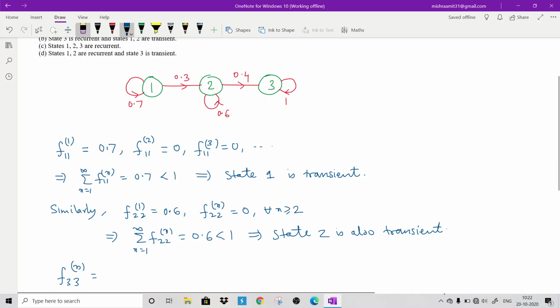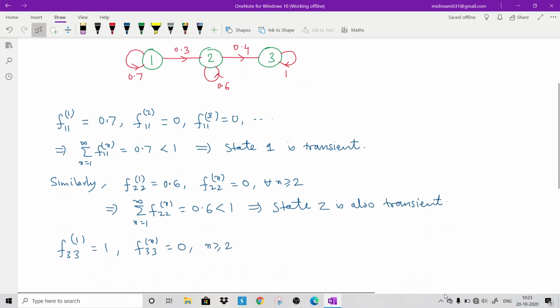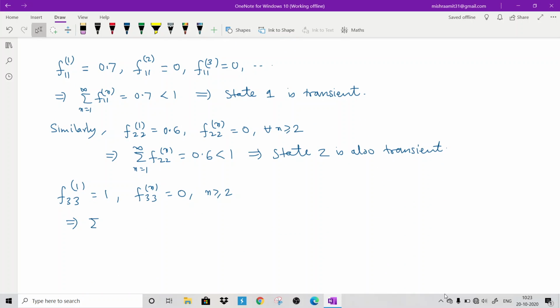So 3 to 3 in one step, this is 1. And from 3 to 3 in any other step, first time, that will be 0, because whenever you leave it, you will return back first time in one step. You cannot return back first time in more than one step. So all these probabilities will be 0. So this again implies that the summation of f33 n, n ranges from 1 to infinity, comes out to be 1. So this implies that state 3 is recurrent.